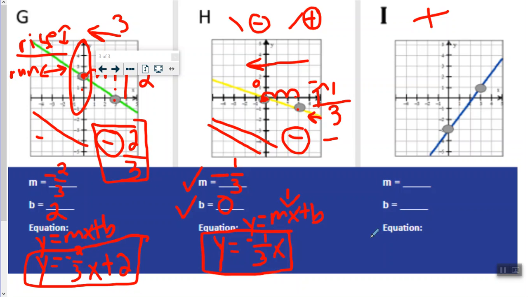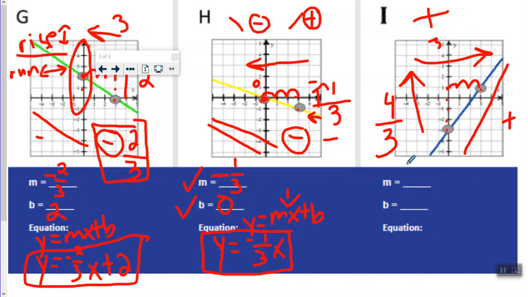All right, now let's do the equation for I. Start here and go here. So let's count up first. 1, 2, 3, 4. And then we're going to count to the right this time. 1, 2, 3. So my slope is 4 over 3. And like I said, this is a positive slope. So my answer is going to be 4 over 3, and it's a positive number. And I cannot make this number any smaller. This is fine just like it is.